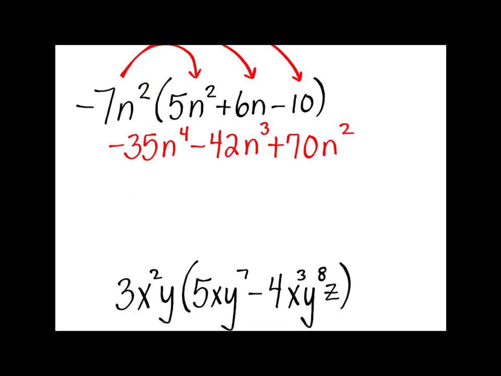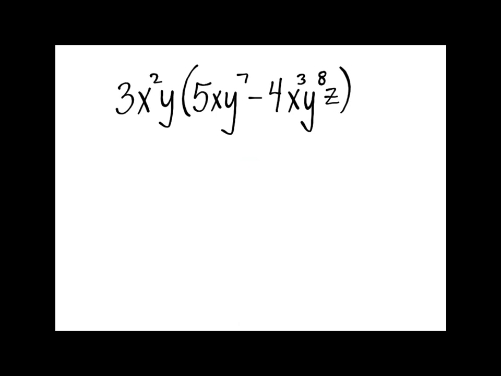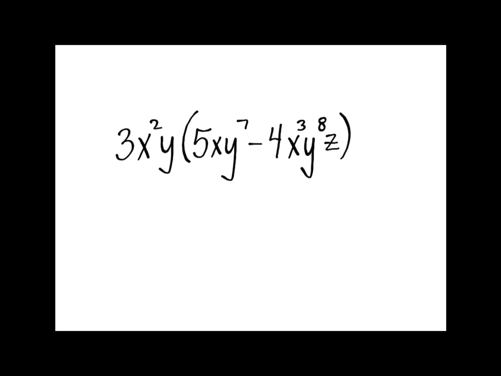And for the very last one, I made this one a little messier with bigger exponents on the letters. That is just a monomial. I have to take this 3x squared y and multiply it by the 5xy to the 7. And I have to take it and multiply it by that negative 4x cubed y to the 8, and then I put a z. I usually put a little line through my z when I'm writing it out, because sometimes my z and my 2 look the same.